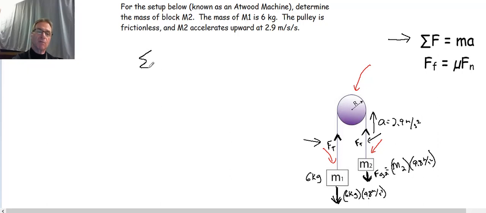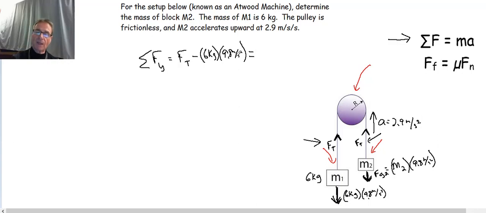So the sum of the forces in the y direction for block M1 are going to be Ft, positive because it's going in the upward direction, minus 6 kilograms times 9.8 meters per second squared, because it's going in the downward direction. And what's that going to equal?